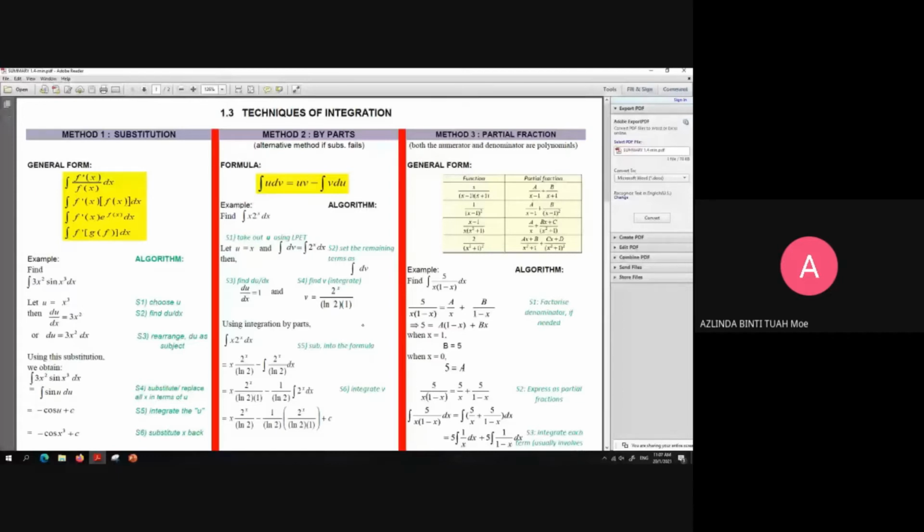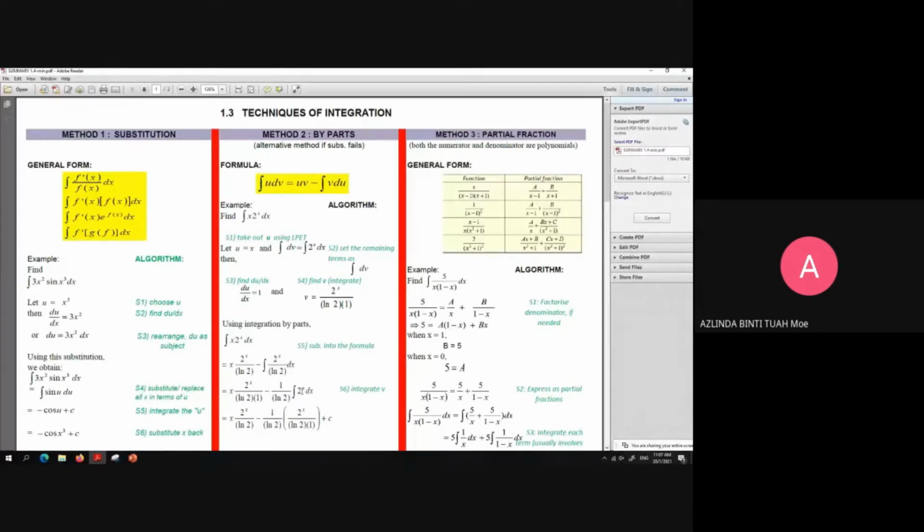Step number 6, we just have to integrate one function. In which part? In this part, the last part. We just have to integrate the v. So for this case, I simplify the function first. So I take out the constant, coefficient 1 over ln 2. Ln 2 is a number, so take it out. So we just have to integrate the exponential.